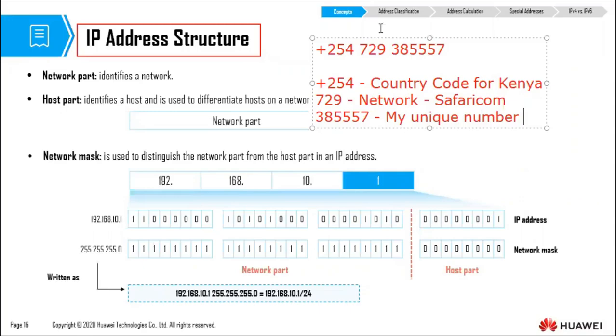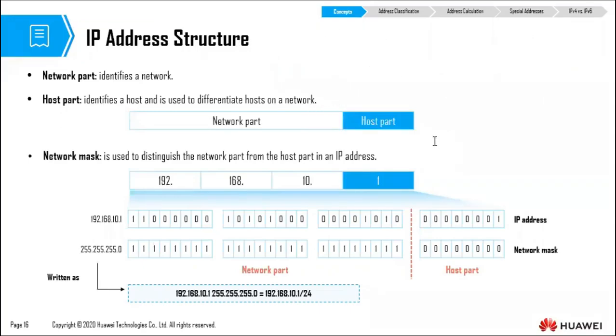Similarly, IP addresses are structured to, number one, identify the network, and to also identify the individual host on the network. So here we have a network part that identifies the network that that computer belongs to. Then number two is the host part, which identifies the host and is used to uniquely differentiate hosts on a network.